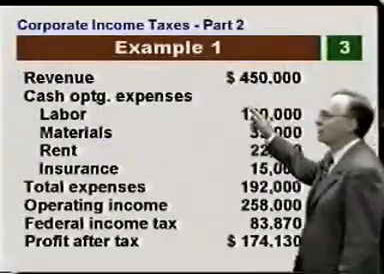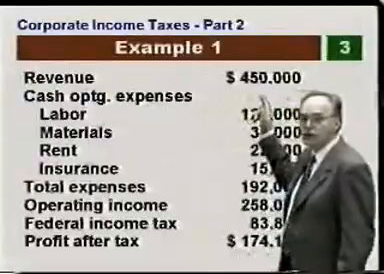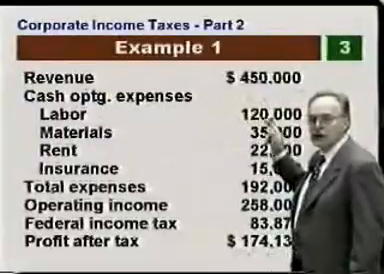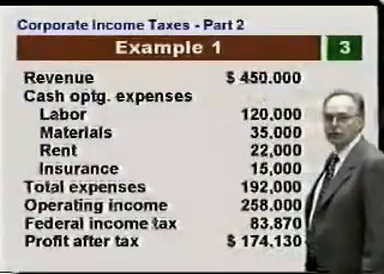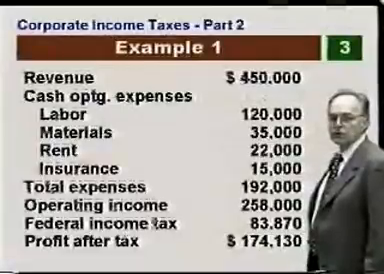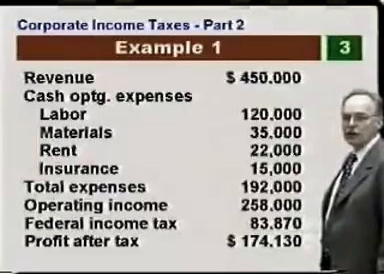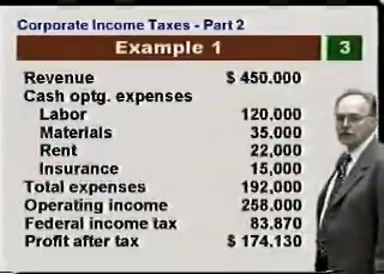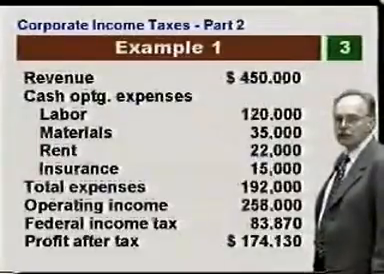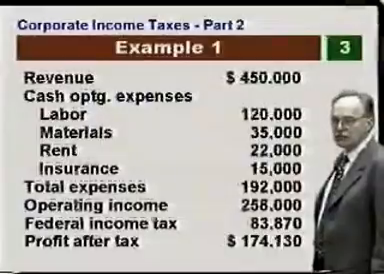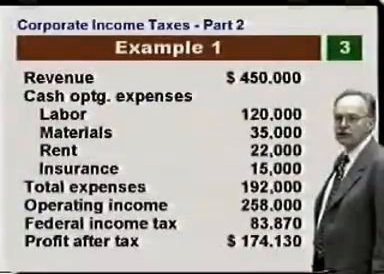Let's review example 1, where we had revenues of $450,000, cash operating expenses consisting of labor, materials, rent, and insurance. Total expenses are $192,000. The operating income is $258,000. The federal income tax on that $258,000 is $83,870 for a profit after tax of $174,130.